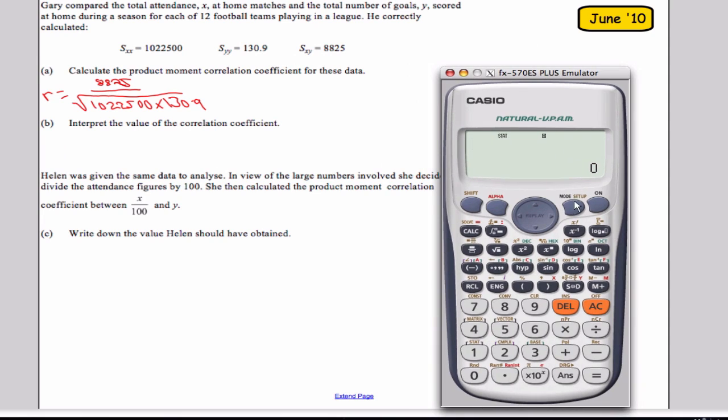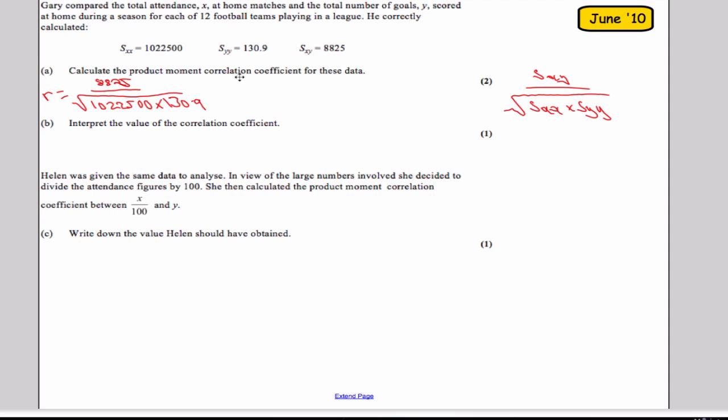Right, out with the calculator. 8825 all over the square root of 1022500 times 130.9. We get a value to 3 significant figures of 0.763. So that's our 2 marks: 1 mark for this and 1 mark for our answer.